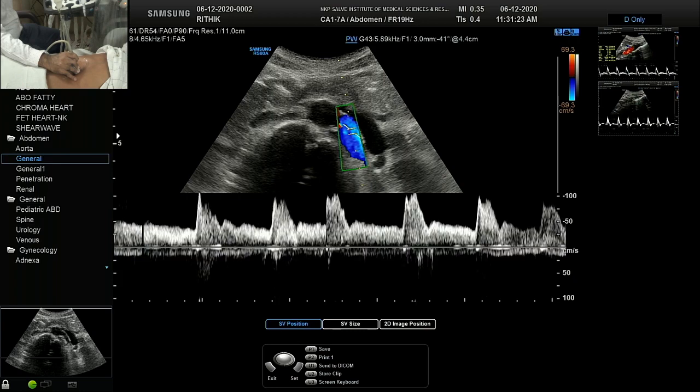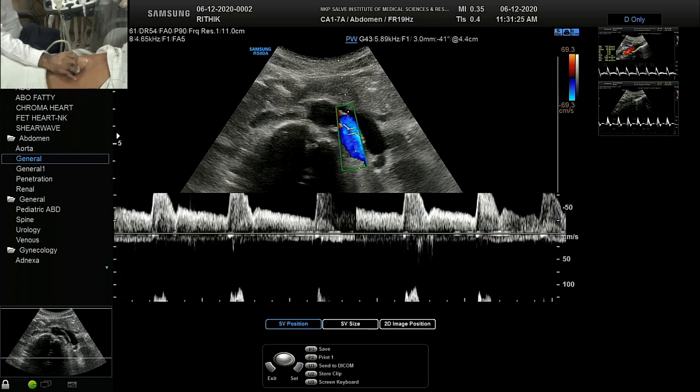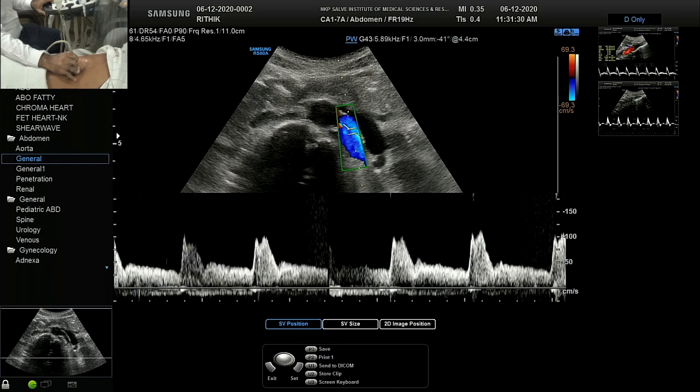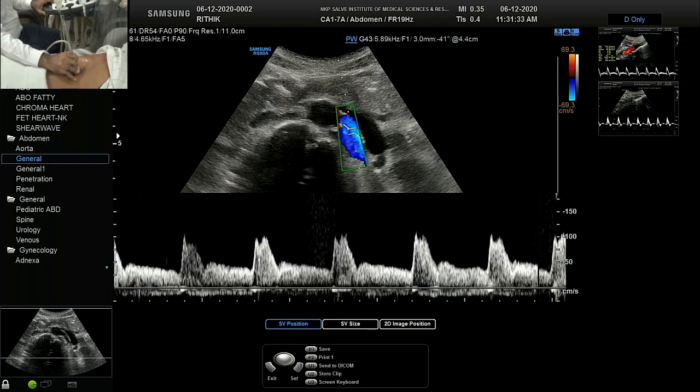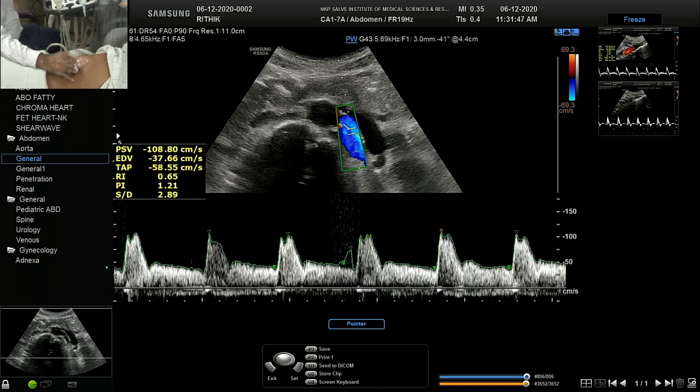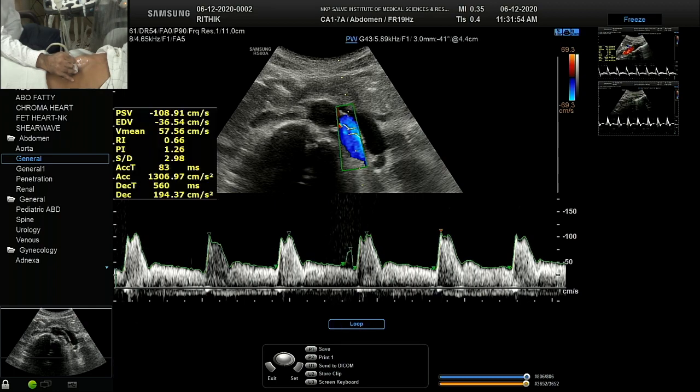We'll just invert the Doppler for the sake of convenience, and so that is an excellent spectrum, sharp peak. This is the first systolic peak, that is the peak systolic velocity. This is the dicrotic notch, and this is the diastolic flow. You can put in auto calculation, it can give you all these things, and it can give you acceleration time also.